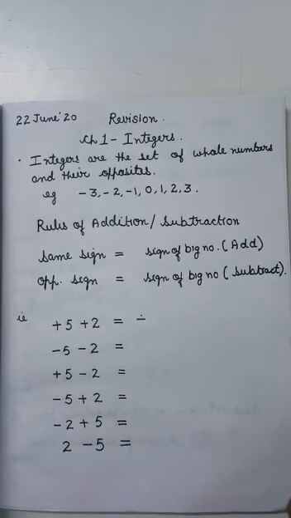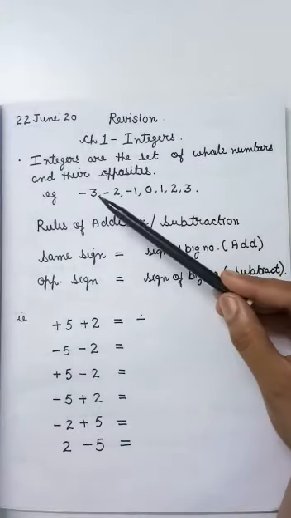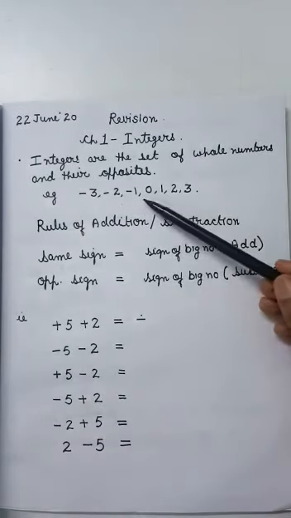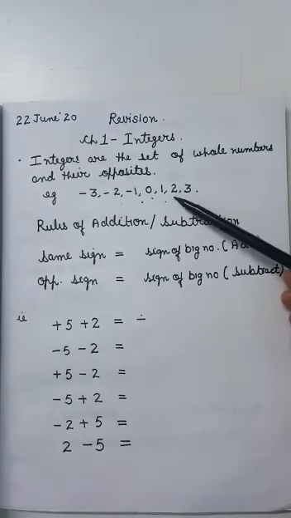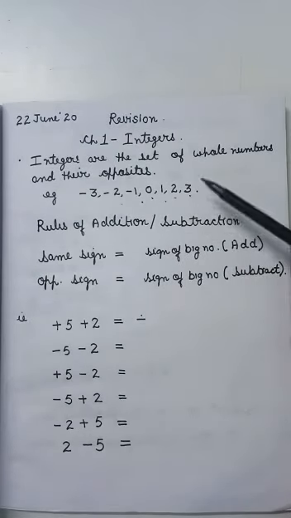Now this is study time class and we will start the revision of chapter 1, that is integers. Okay class? Okay. Now class, what are the integers? As I told you earlier, integers are the set of whole numbers and their opposites. What does this mean? This means the set of negative numbers, 0 and positive natural numbers. Right class? So what are the examples? -3, -2, -1, 0, 1, 2, 3. These all are said to be the integers.